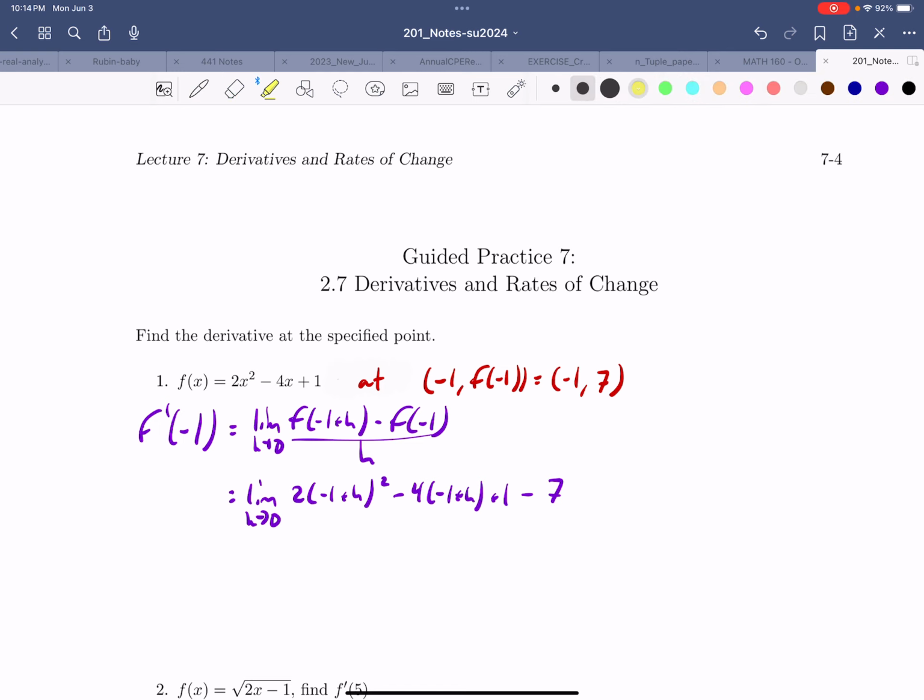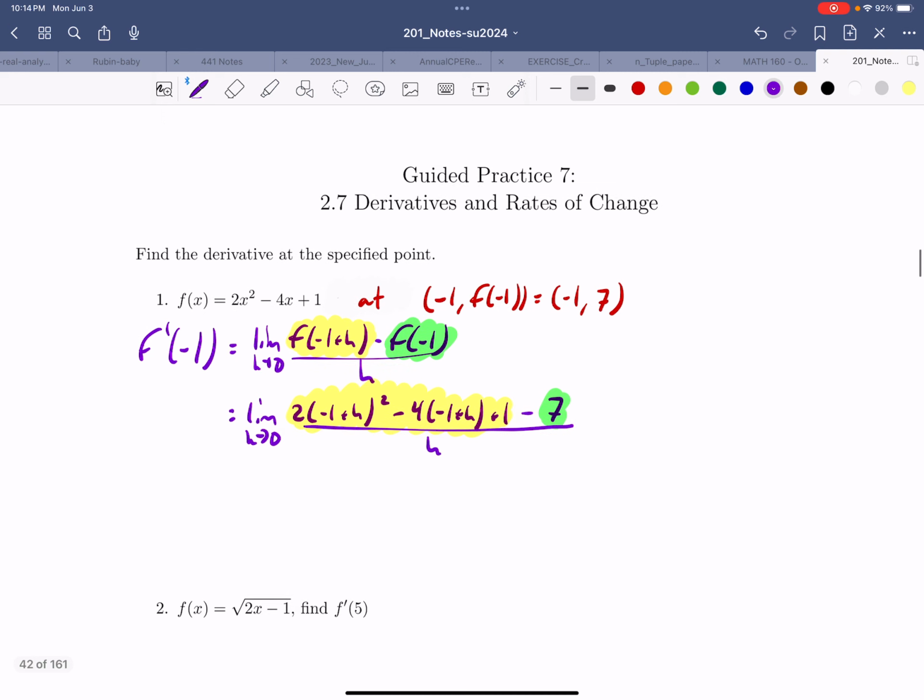Just to highlight what we're doing here, this turns into this. This turns into this. And of course, we've got our h at the bottom. Now again, no super nice way to do it. 2 on the outside, we're going to get 1 minus 2h plus h squared on the inside. That's going to be plus 4 minus 4h. Just be a little careful with the negative signs.